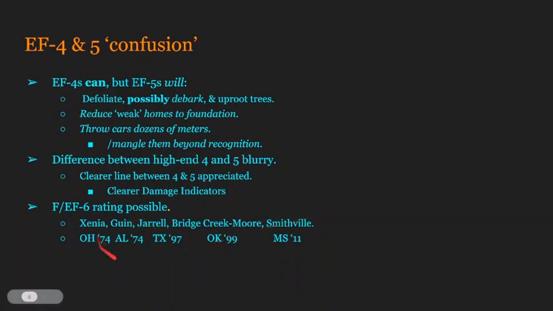Some examples here: Xenia, Ohio, 1974; Guin, Alabama, 1974. Those tornadoes are both part of the 1974 Super Outbreak. Gerald, Texas, 1997; Bridge Creek-Moore, Oklahoma, 1999; Smithville, Mississippi, 2011.